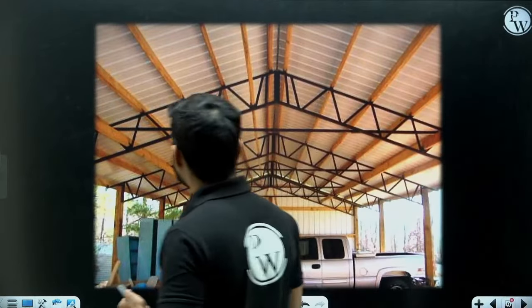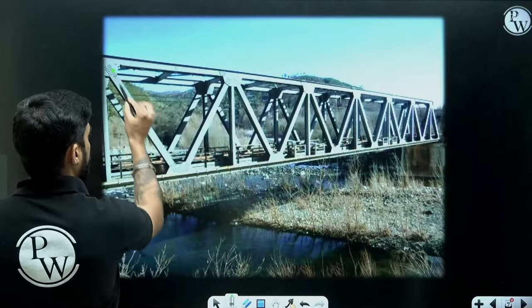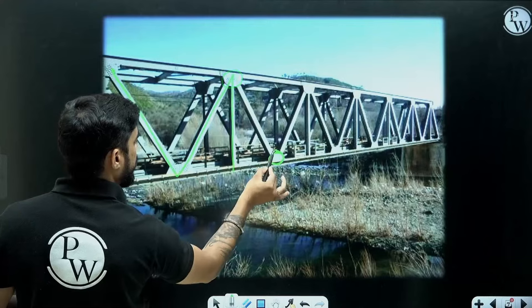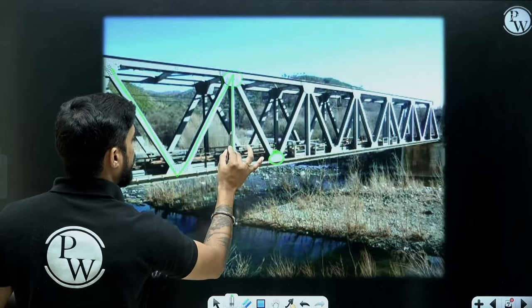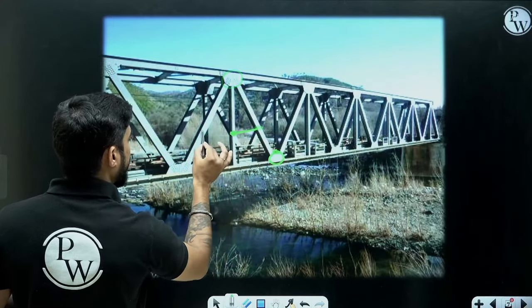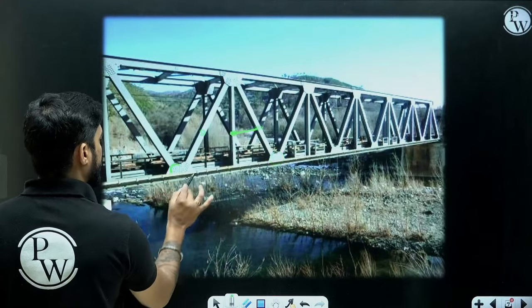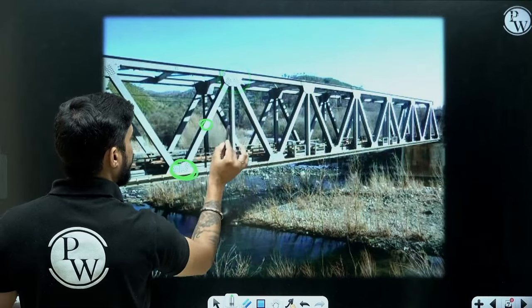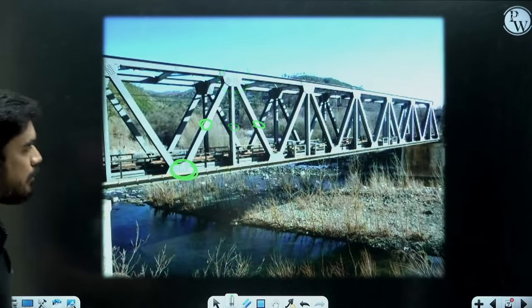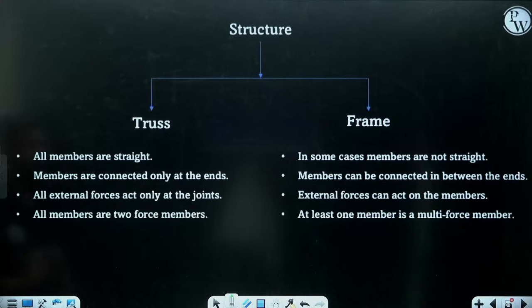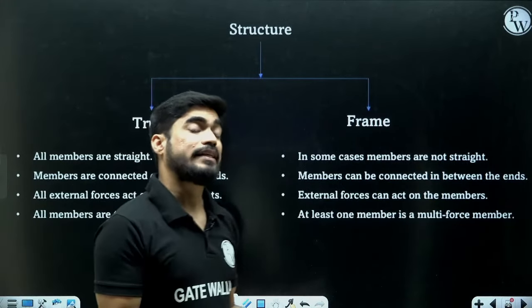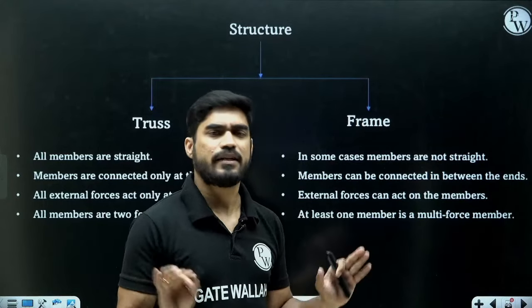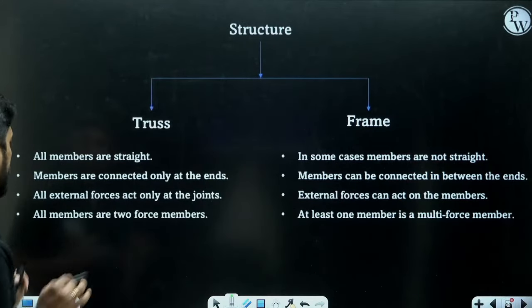Here you can see, these are different members, okay? Can you see that all members are connected only at the ends? We have not connected the members in between. There is no connection in between. There is no joint in between. Either the connection is here at this end or at this end. But in between, there is no connection. Okay. In case of frames, members can be connected at the ends or can be connected in between. It doesn't matter.